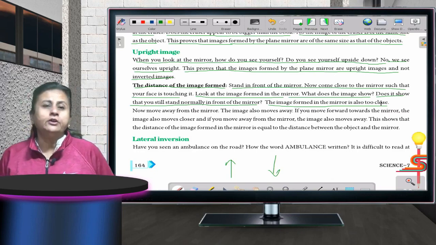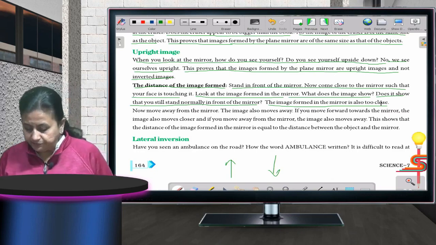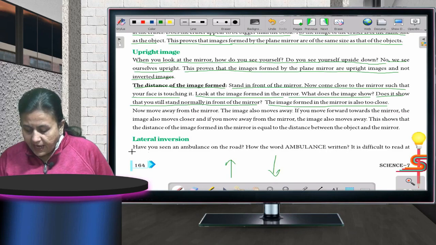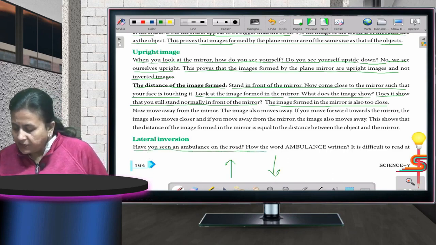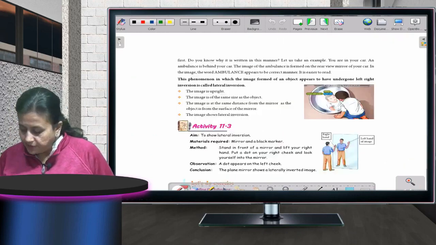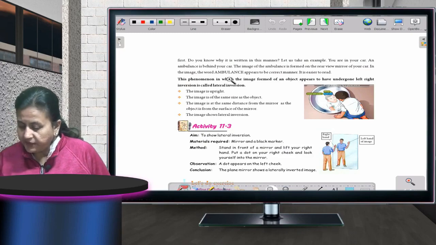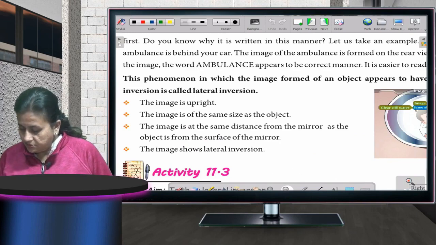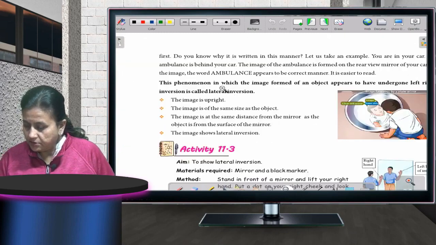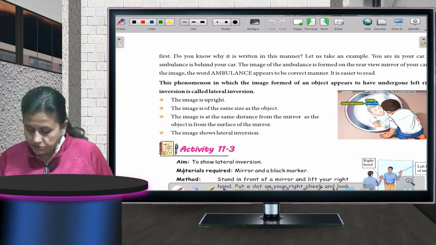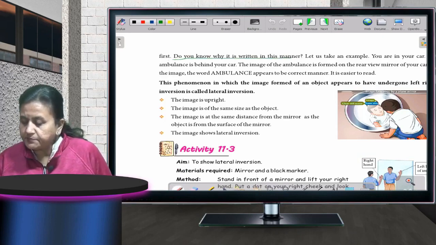Fine, children. Now we'll talk about lateral inversion. This is a very beautiful example which has been described over here. Have you seen an ambulance on the road? How is the word ambulance written? It is difficult to read at first. I'm zooming it so that things are more visible. I hope now it is okay. Just hold on. Is it fine now?